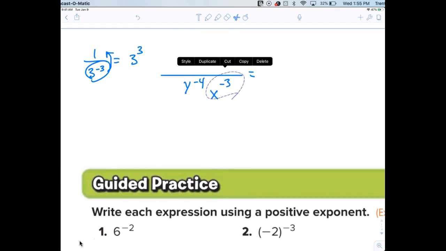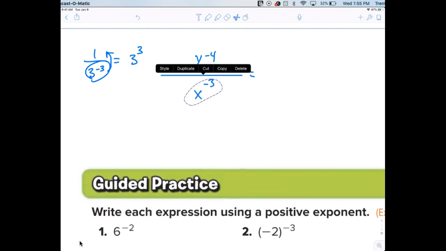And then y to the negative 4 is going to go where? To the top. Now, when I move them, what do I have to do to the signs? Connor, what do I do to the signs probably? You make them positive. That was simple. That's the rule. And like I said, to this day, I don't understand why anybody has trouble with the rule.